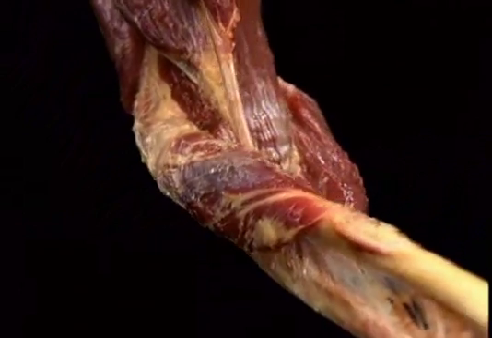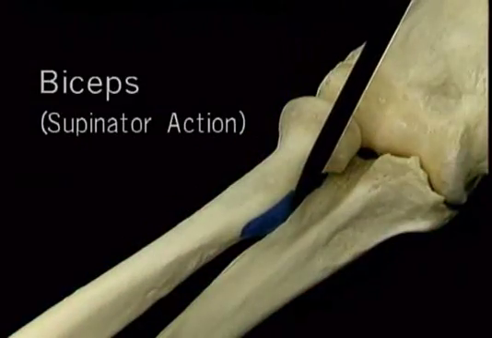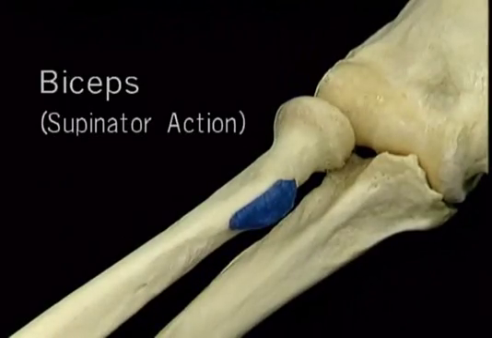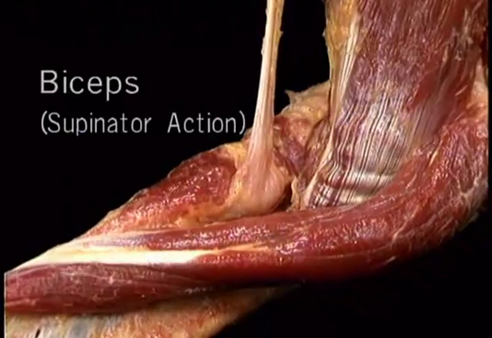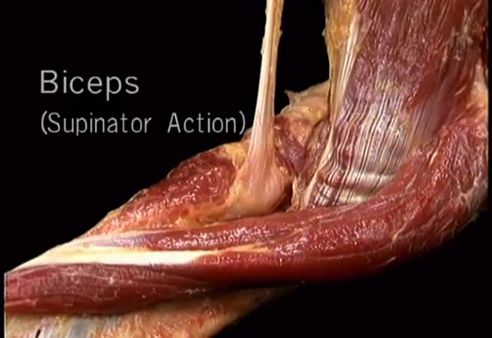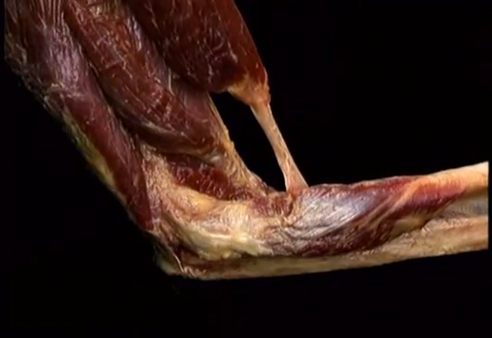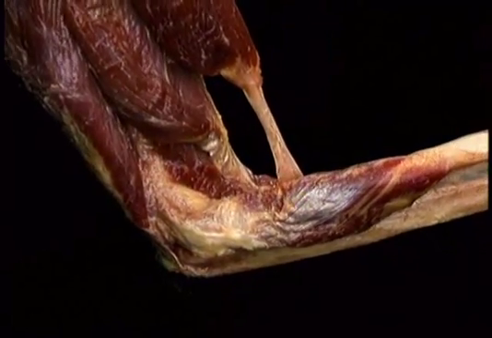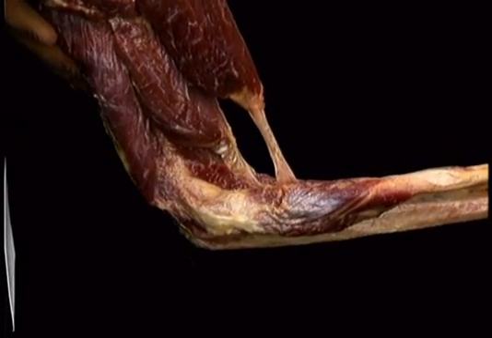The other supinator muscle we know about already. It's the biceps. The insertion of the biceps on the radial tuberosity gives it plenty of power to rotate the radius, especially when the elbow is flexed. When the biceps is working as a supinator, its flexing action is held in check by the simultaneous action of the triceps.